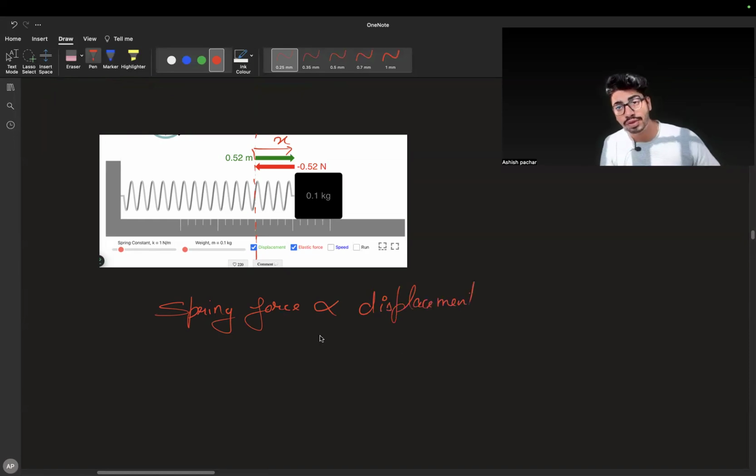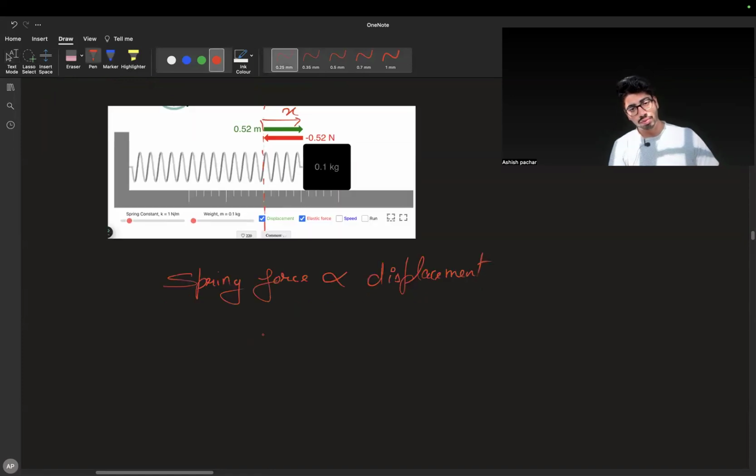And whenever in physics we remove the proportionality sign, there is some constant. So I'm going to call it: the spring force is kx. K is some constant. I will come to that point. But before that, we are missing something, because the displacement and the force are opposite of each other. So I had to put the negative sign, because the spring force always acts opposite to the displacement.